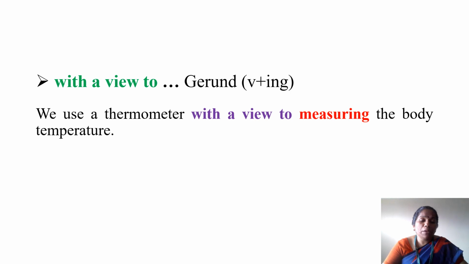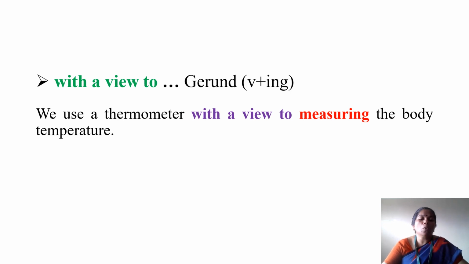Next is with a view to. So while using this connective, with a view to, we have to be utmost careful, which means with a view to should not be followed by the base infinitive form of the verb. Instead, it has to be followed only by a gerund or ing form of the verb. Students normally commit a mistake by using two different expressions. One is with a view to, the other one is look forward to. Both expressions should be followed only by a gerund or ing form of the verb.